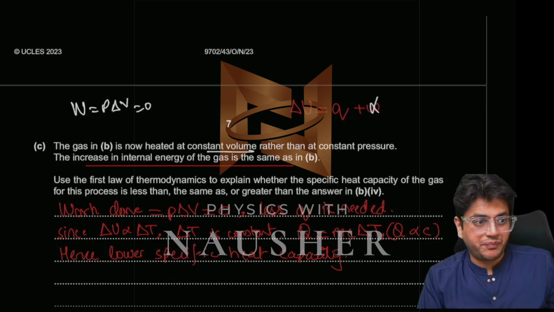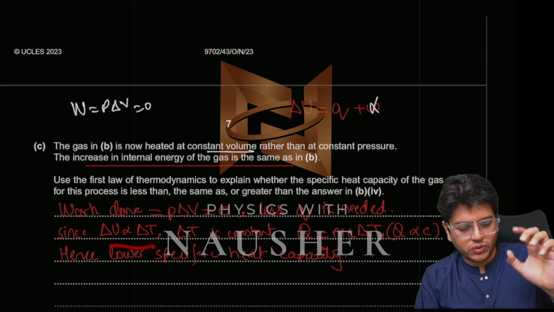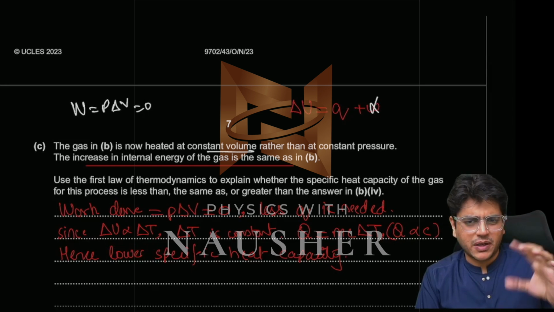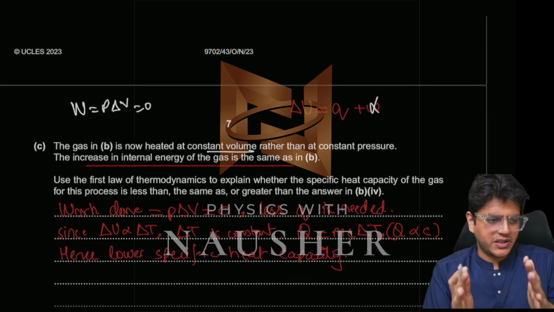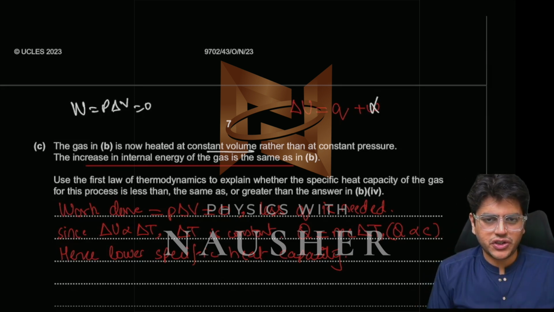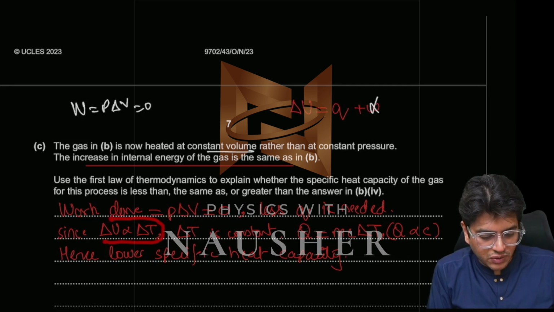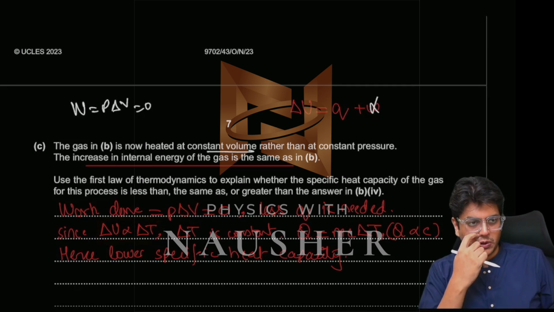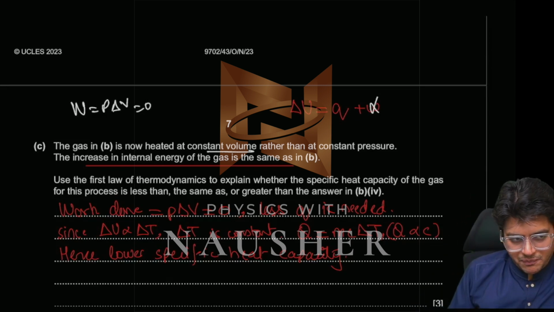Number two, you all know that your internal energy is proportional to your temperature for an ideal gas, because potential energy between the molecules is zero. So the internal energy is purely kinetic, and kinetic energy is dependent on temperature. So just remember that for an ideal gas, your internal energy is directly proportional to your temperature. So the increase in internal energy of the gas is the same.